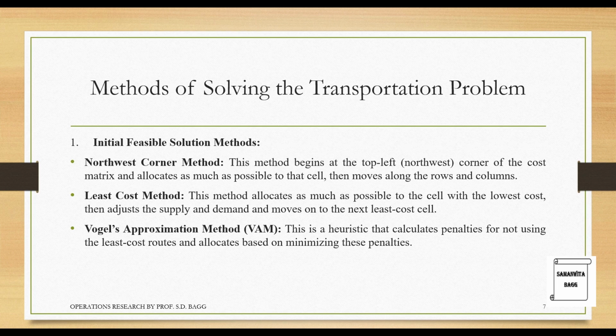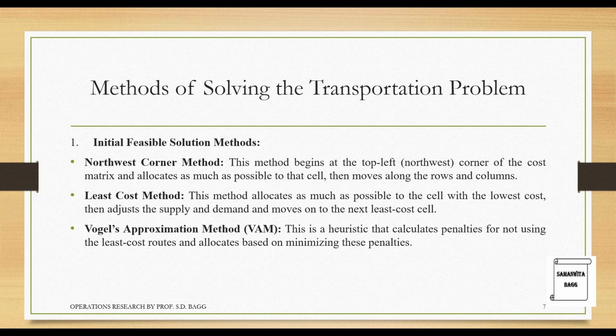Methods of solving the transportation problem. Initial feasible solution methods. For that you have three of them, and you can use any one of the three. Northwest corner method. This method begins at the top left, that is the northwest corner of the cost matrix, and allocates as much as possible to that cell, then moves along rows and columns. Least cost method. This method allocates as much as possible to the cell with the lowest cost, then adjusts the supply and demand and moves on to the next least cost cell.